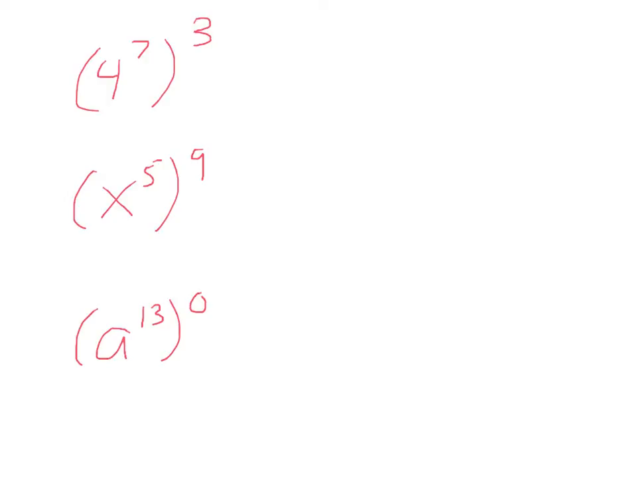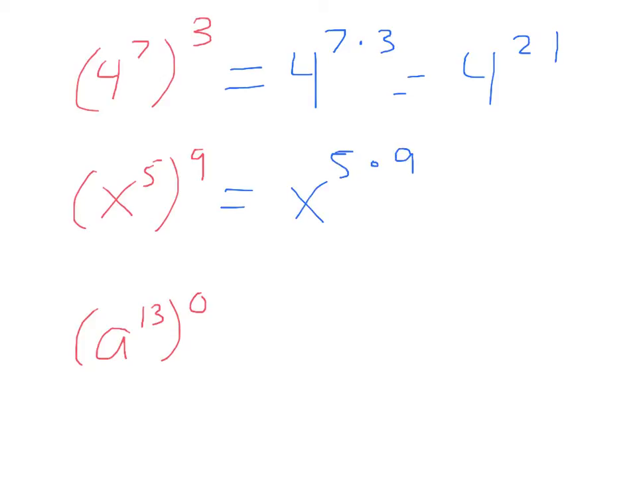Okay, let's see what you got. Let's see if you got it right. 4 to the 7th to the third power. If you did it right, you did 4 to the 7 times 3, which is 4 to the 21st power. This one, we have x to the 5th times 9, which will give me x to the 45th. And of course this one, did I catch you? It's to the 0 power. We don't even have to multiply anything. It's just going to be 1, seeing if you were paying attention that time.